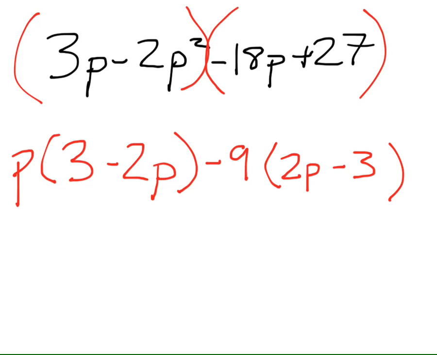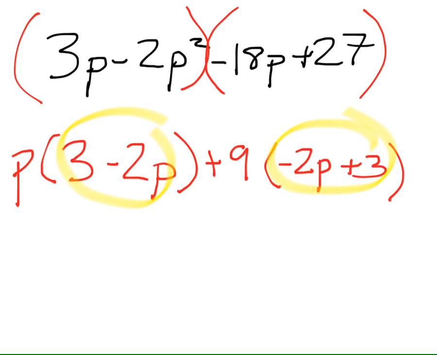But they're close enough that hopefully if I just go back and change this to a positive 9, I might get the same thing. If I pull out a factor of positive 9 here, I'm left with negative 2. If I pull out a factor of positive 9 here, I'm left with positive 3. Now, are these two binomials the same thing? They are. They're just in different order. The negatives with the 2p, positive with the 3.